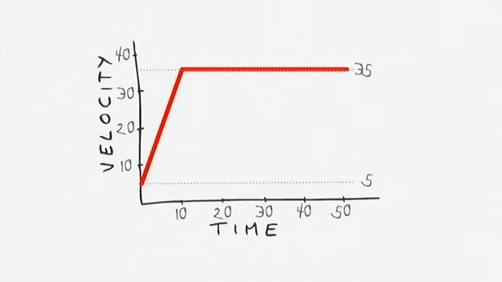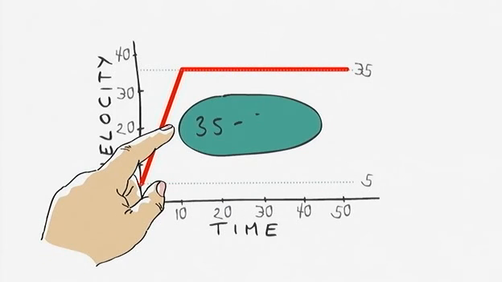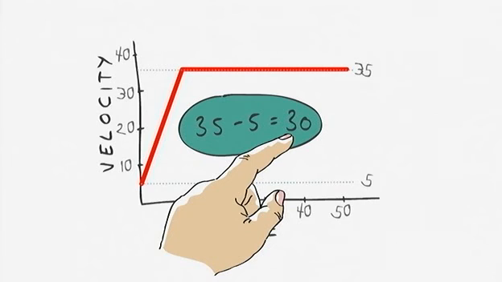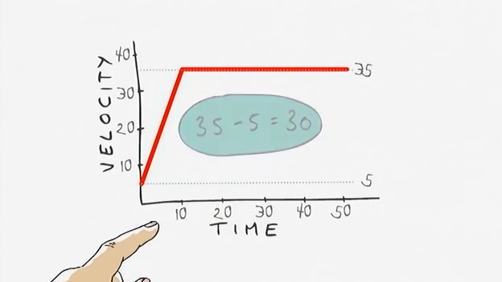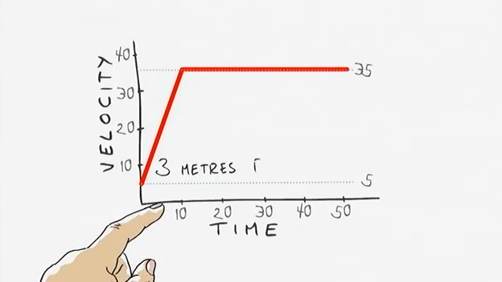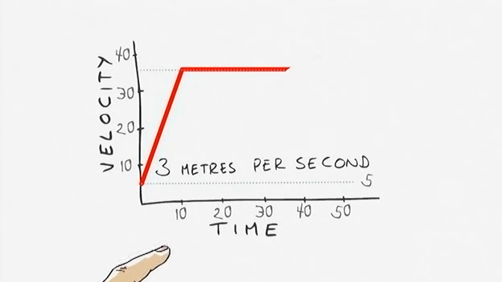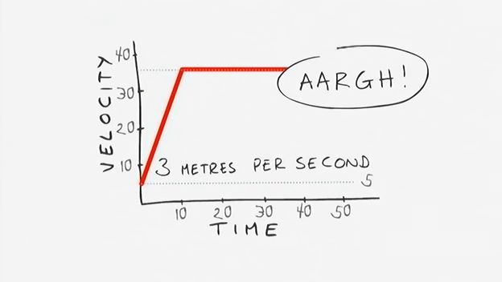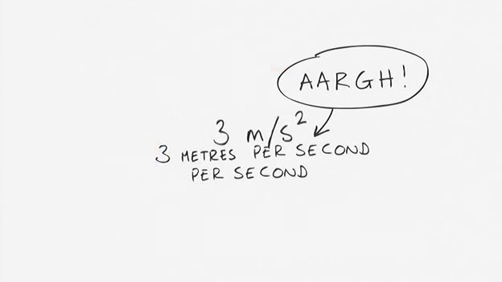The change in velocity is from 5 to 35 metres per second. So an increase of 30 metres per second, which took 10 seconds to accomplish. So it's increased its speed by 3 metres per second for each of those 10 seconds. Or, to put it another way, the acceleration is 3 metres per second. Or, you can say, 3 metres per second squared.